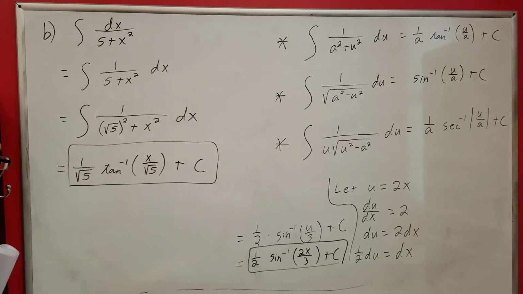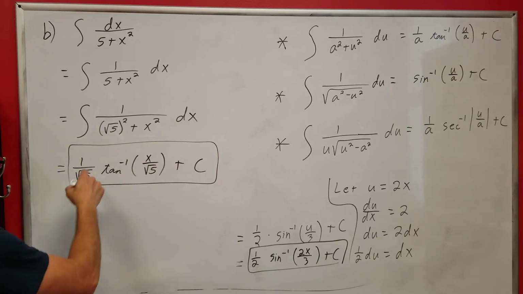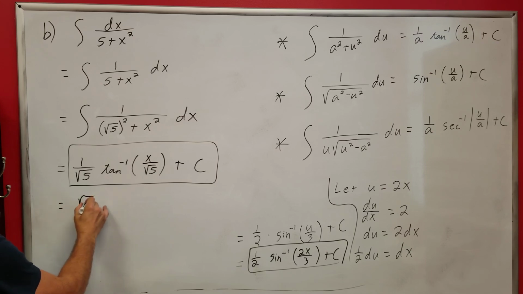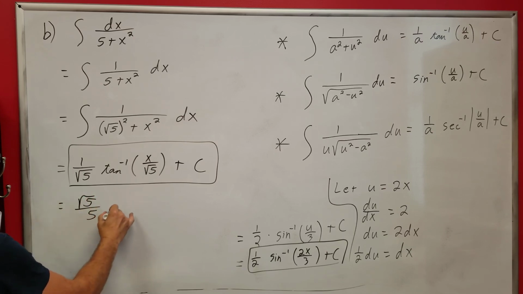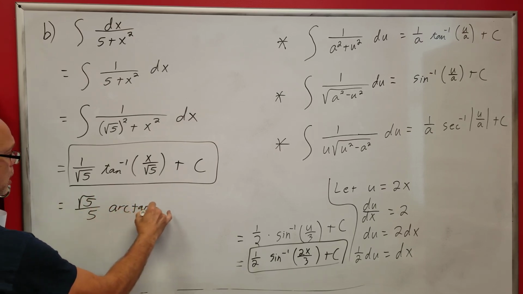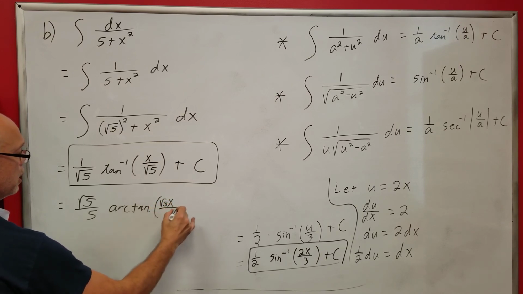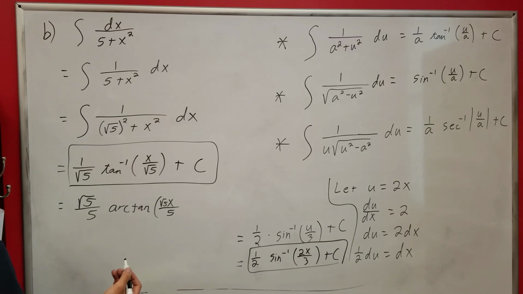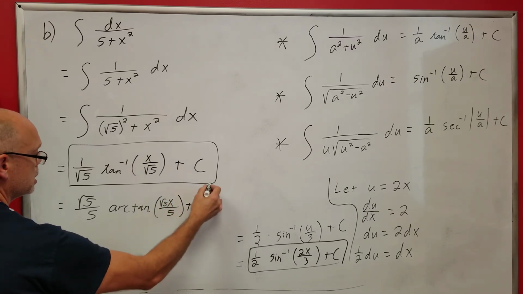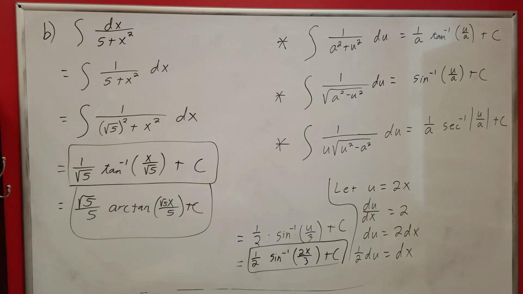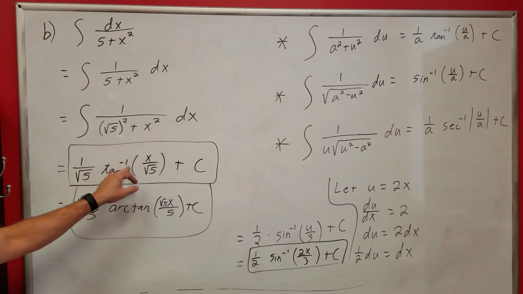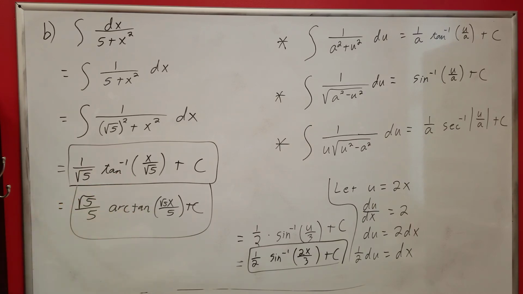Now, if you go look at Wiley or whatever, I think they're going to rationalize this denominator. So they'll write this as square root of 5 over 5. And they use arctangent here. Arctangent of x, actually square root of 5 times x over 5 plus c. That'll be all right as well, okay? So either one of those versions will work. But for Wiley, for some reason, it won't let you put this. You have to put arctangent.